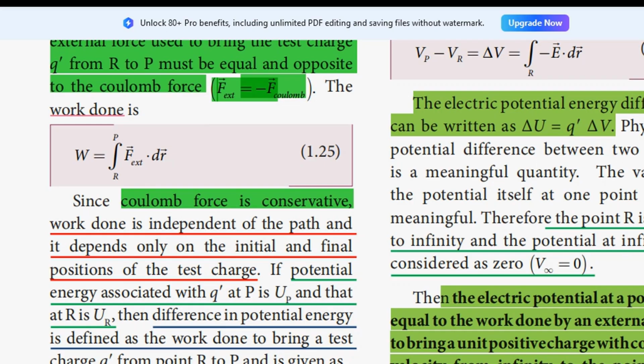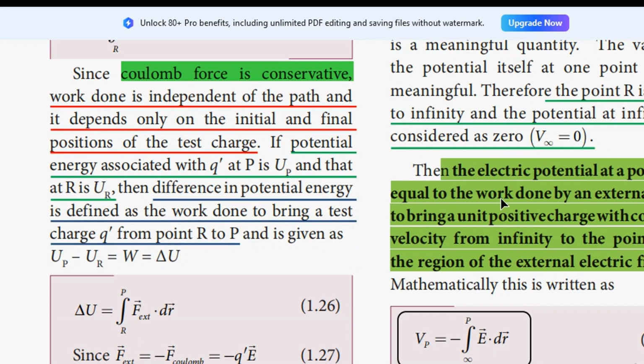Basically, potential difference between 2 points is a meaningful quantity. The value of potential itself at one point is not meaningful. Therefore, the point R is taken to infinity and the potential at infinity is considered as 0. So, V infinity equals 0.